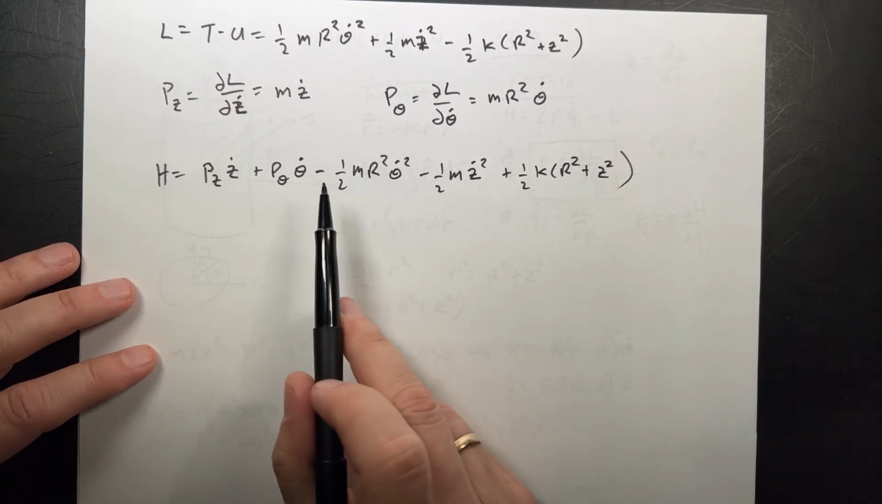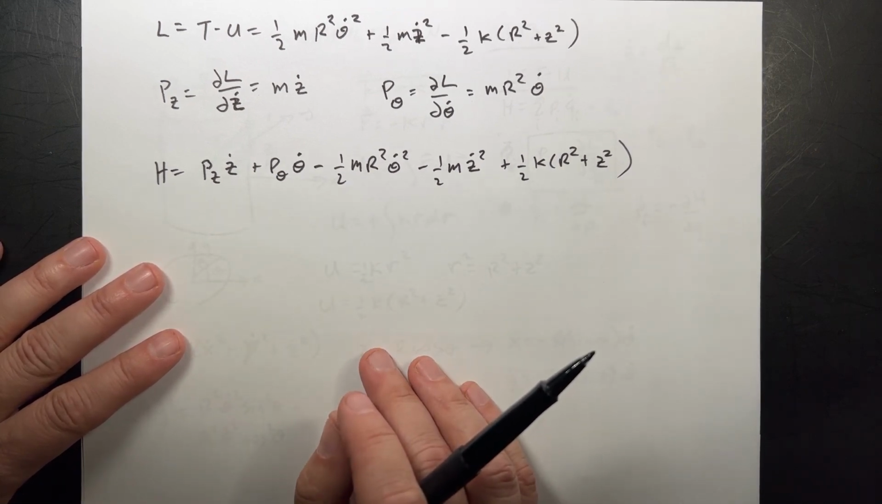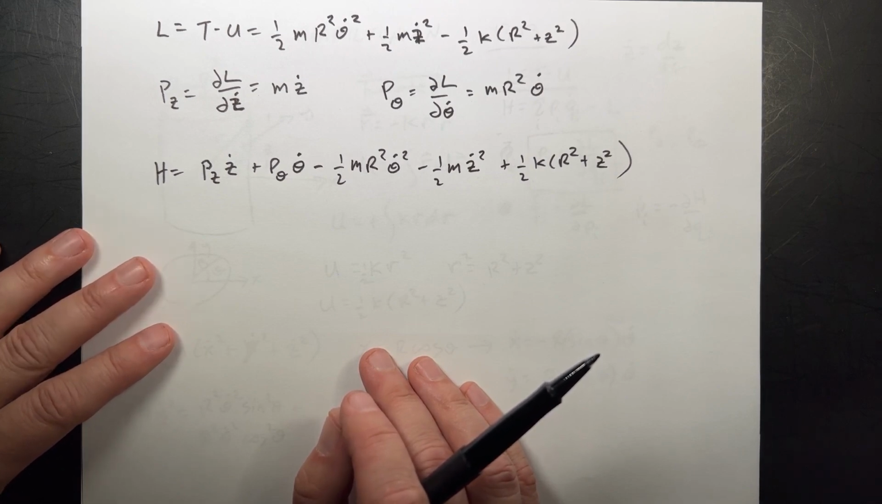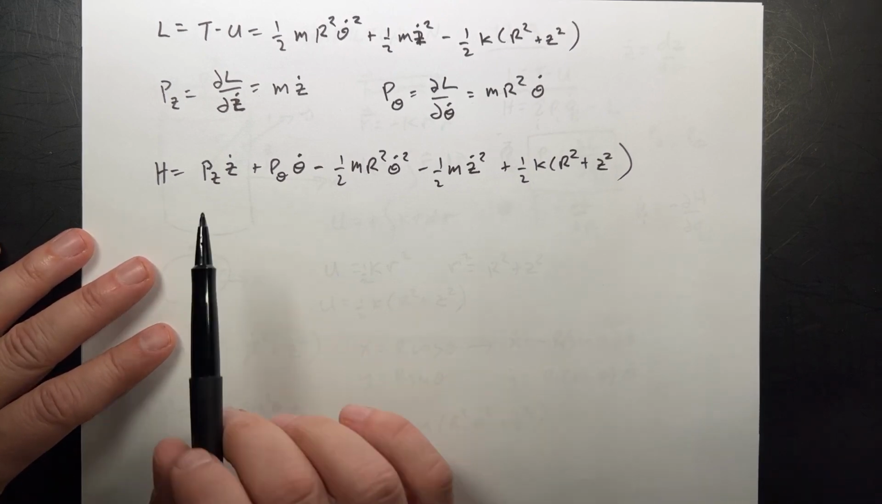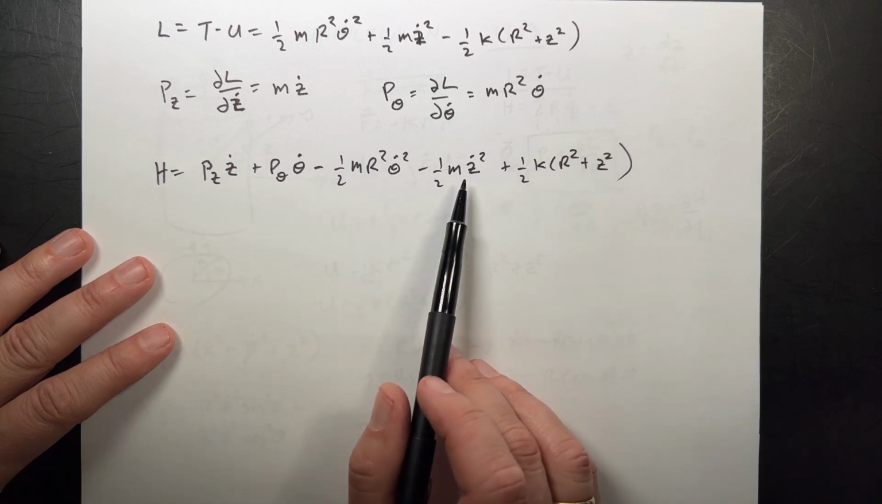Okay, now I want to get my Hamiltonian in terms of p's and q's. Mind your p's and q's, that's where that comes from. That's not true, but it's still fun to say. And so I have a z dot and I have a theta dot. I don't want those. I need to get rid of those.